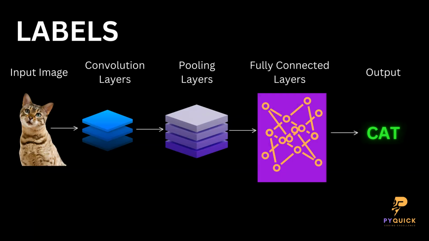Labels. Labels are the output or target you want to predict. In our example, the labels would be cat or dog. Each image in the dataset is associated with a label, which is what the model will try to predict when given new images.